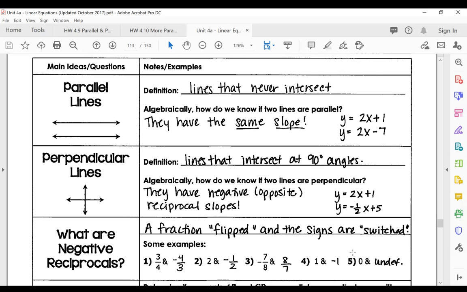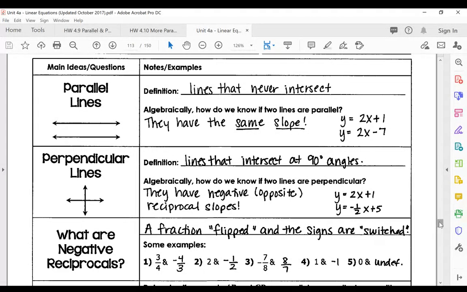Number 5 is an interesting example because we have a slope of 0. Remember, a slope of 0 is a horizontal line. The only kind of line that is perpendicular to a horizontal line is a vertical line, and that slope would be undefined. If you think about 0 being a fraction, 0 over 1, when you flip it upside down, it becomes 1 over 0, which is not okay. Remember, it's never okay to have 0 as the denominator in a fraction. And that's why the reciprocal of 0 is undefined.